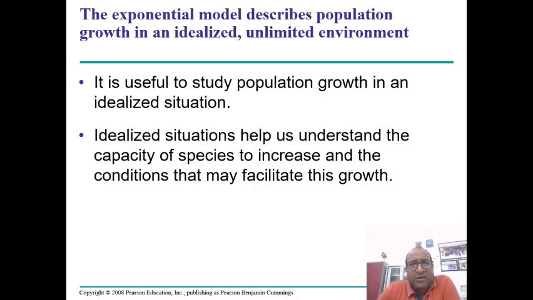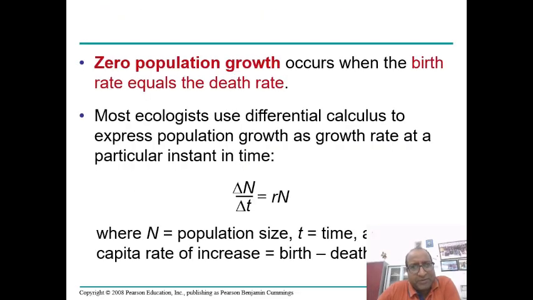So the exponential model describes population growth in an idealized, unlimited environment. It is useful to study population growth in an idealized situation. An idealized situation helps us understand the capacity of a species to increase and the conditions that may facilitate the growth. The ideal condition is to give the maximum nutrition and maximum light resources to the individuals, and see how much they reproduce in the given time. So studying the ideal condition will be helpful.